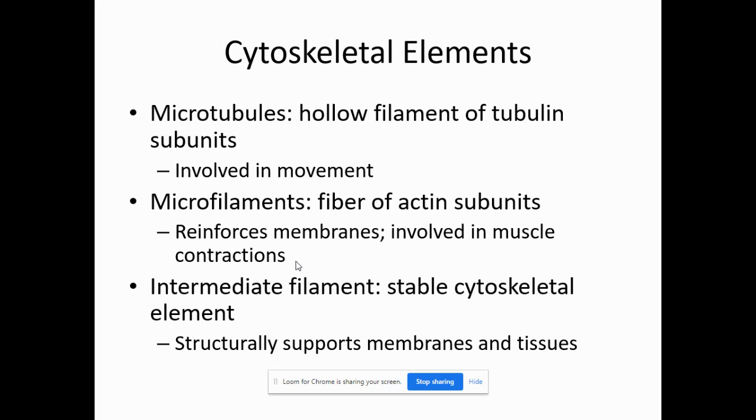All right, and microtubules are involved in movement. Then you have microfilaments. They are fibers of actin subunits, and they work to reinforce membranes, and they are also involved in muscle contractions. And then you have intermediate filaments. All right, they're a stable cytoskeletal element, and they function in providing structure and support to membranes and tissues. All right, and they are the most stable parts of this cytoskeleton.